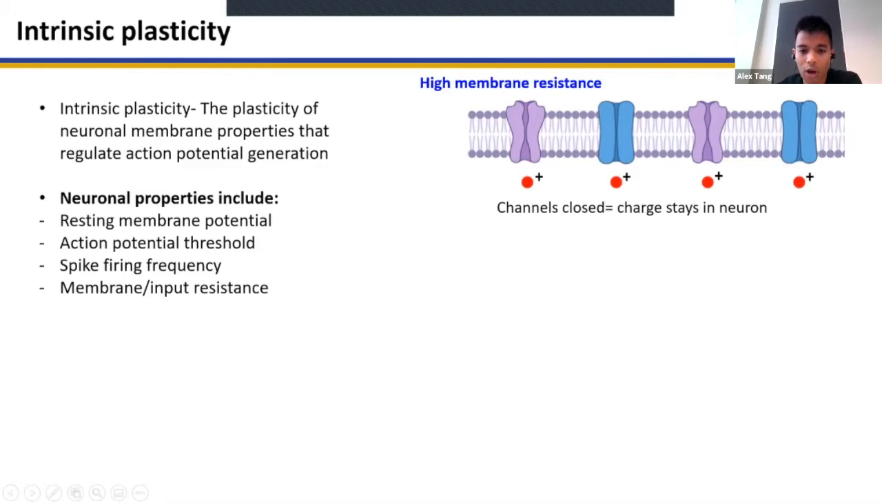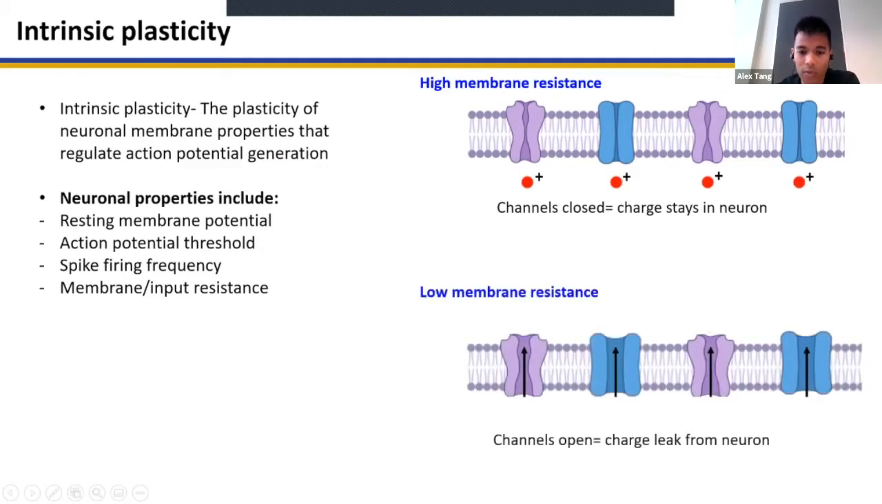And so the opposite would be an example of a neuron with low membrane resistance. And this is where you have channels which are mostly open. And so now if you have a current come in from, say, synaptic input, that charge can then essentially just leak straight out of the neuron, and we're not able to charge the neuronal membrane to generate an action potential.